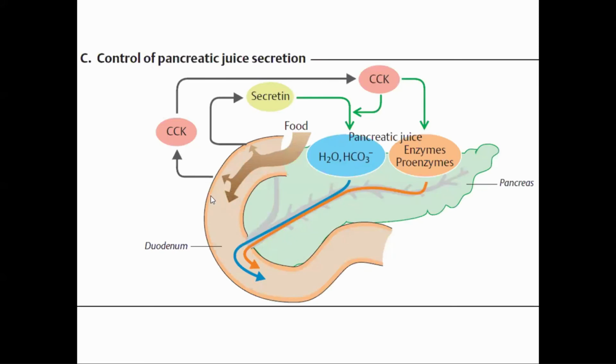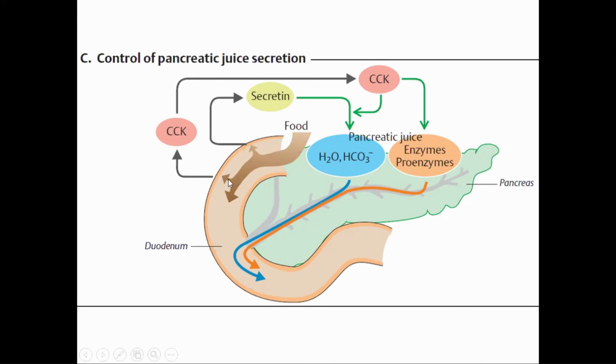So this is again the control of the pancreatic juice secretion. When there is the arrival of acidic chyme in the duodenum, and when there is the presence of peptides and fats, then there is the secretion of cholecystokinin and secretin. Secretin is secreted by S cells, cholecystokinin is secreted by I cells. Secretin is secreted in response to acidic chyme, so it goes through the blood and acts on the pancreatic ductal cells to release bicarbonate and water.